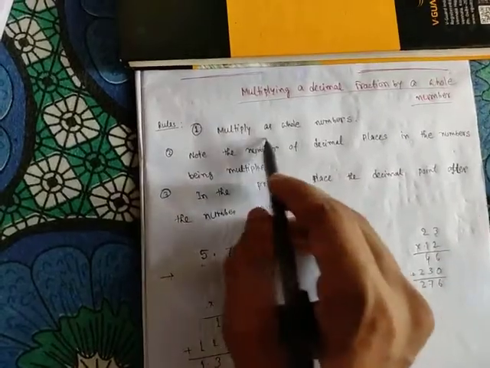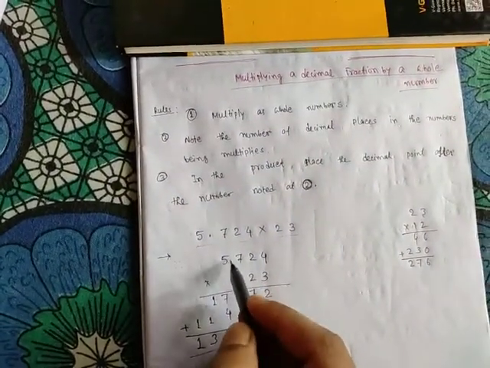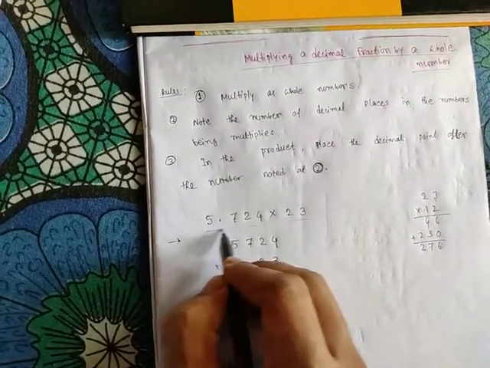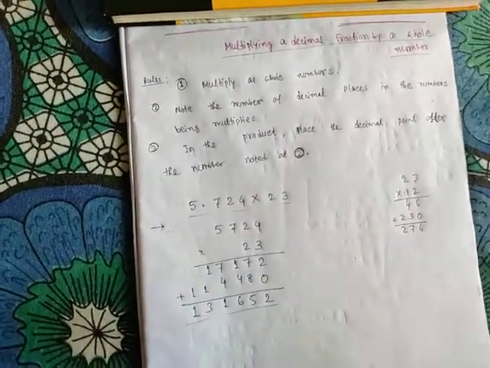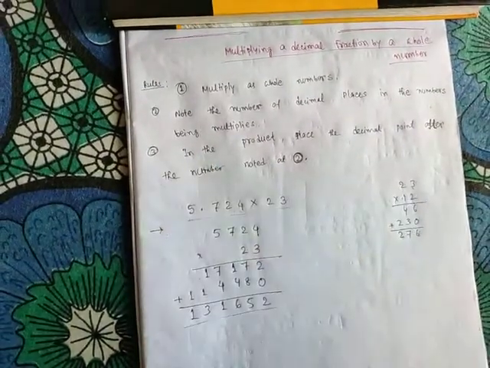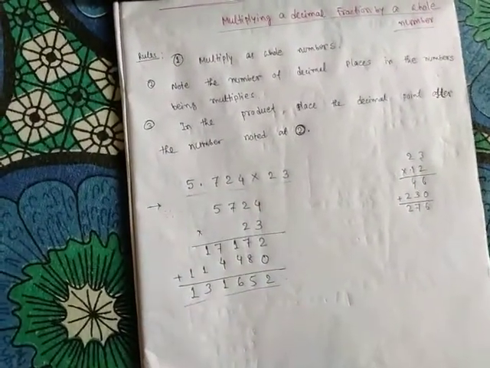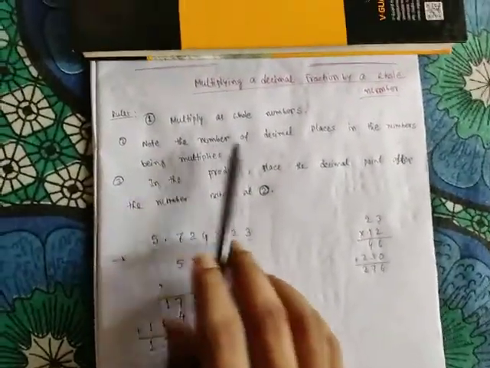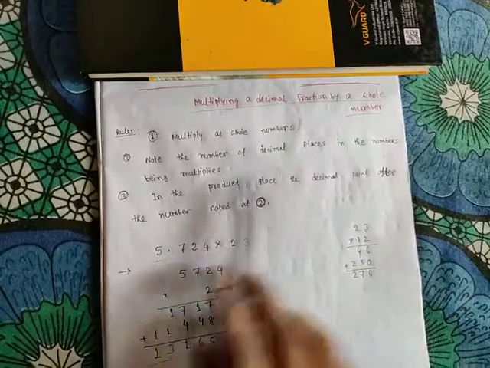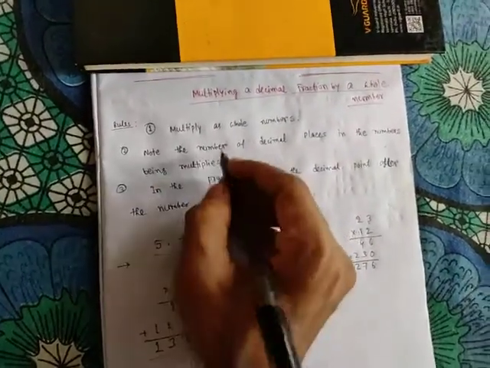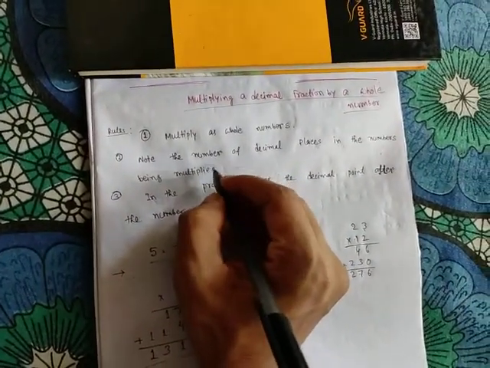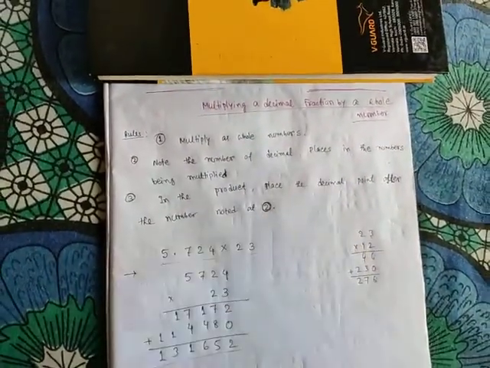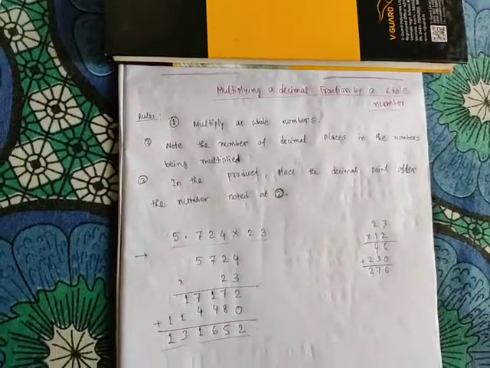See the first point: multiply as whole numbers. I mean you consider this decimal fraction as a whole number. That means forget about the decimal point and do the multiplication first. This is the first point. Now come to the second point: note the number of decimal places in the numbers being multiplied.